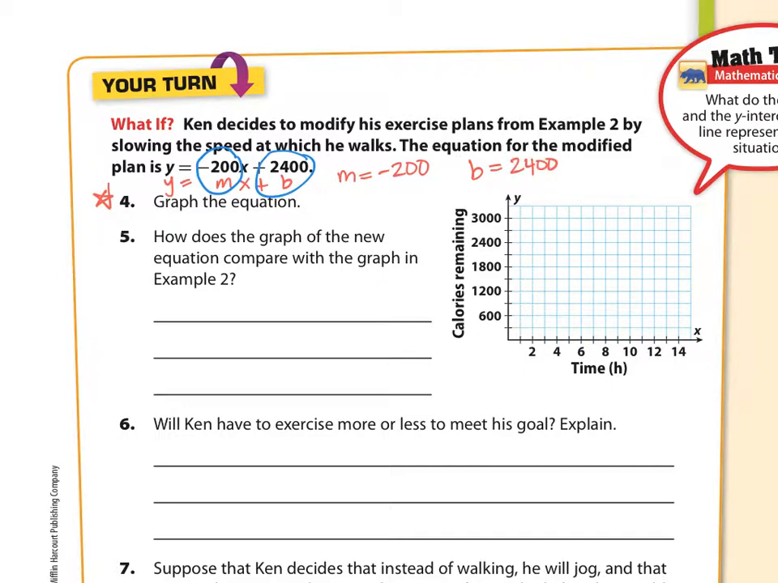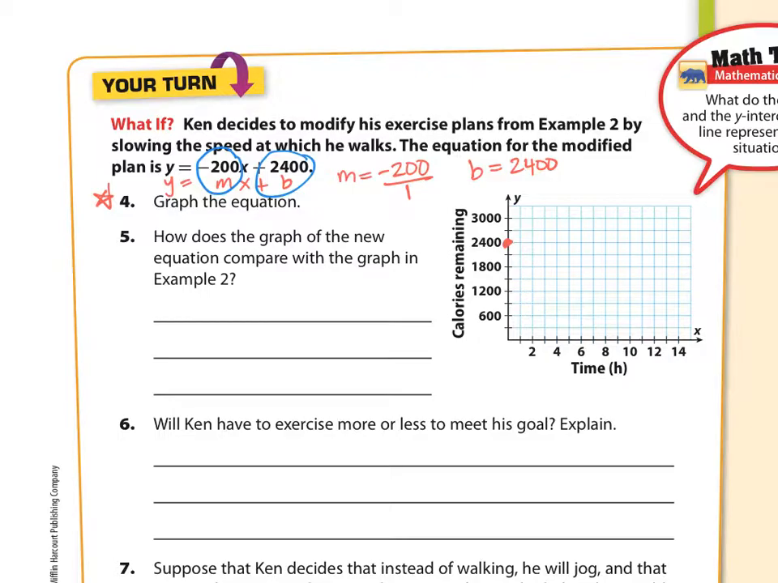So the b is my y-intercept. I start there at 2,400. The slope is the rise over run, which I don't have as a fraction, so I'm going to put it over 1. So you can think of it this way too. Rise over run, if there's no run, do rise over 1. And that will kind of help because they sound alike too. So I think that should be easy to remember.